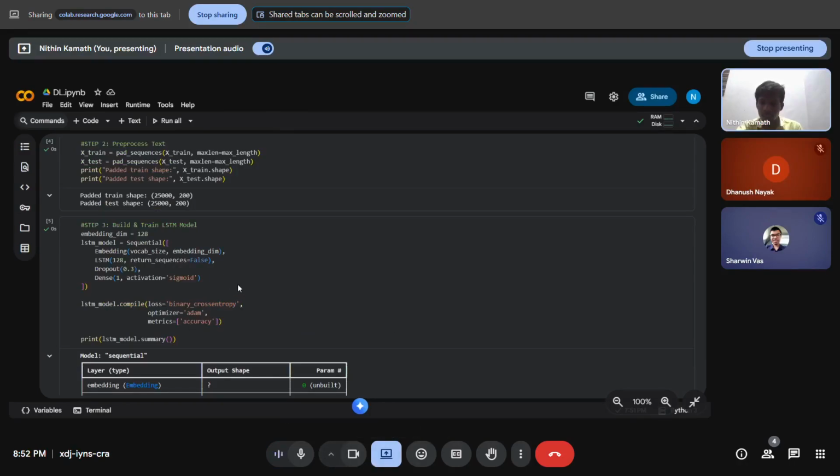So first we loaded the IMDb dataset. We can see here that we have processed the IMDb dataset. We loaded 10,000 words in the vocabulary. We pad all the sequences to a maximum length of 200. This ensures every input has the same size.